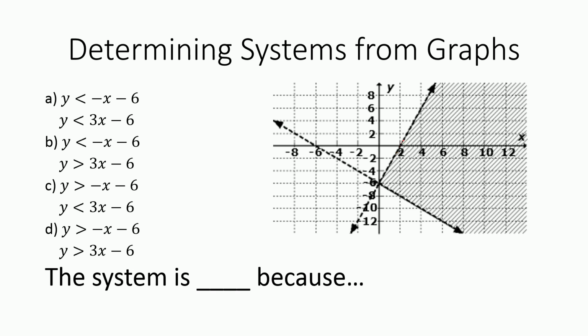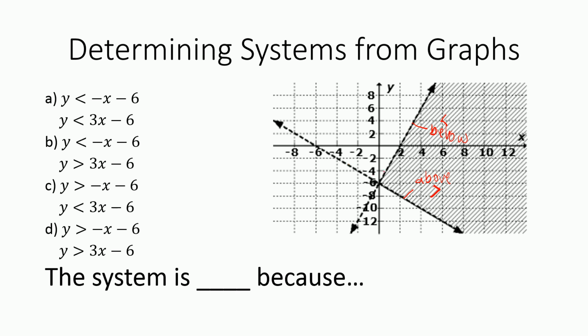So when we look at this one, we are below this one. And for this one, the shading is above. So what that means is that for this inequality, we're looking at less than, and for this one, it's going to be greater than. So we find the combination where the negative slope is greater than and the positive slope is less than.